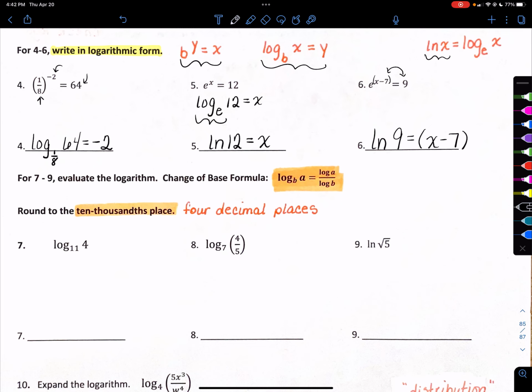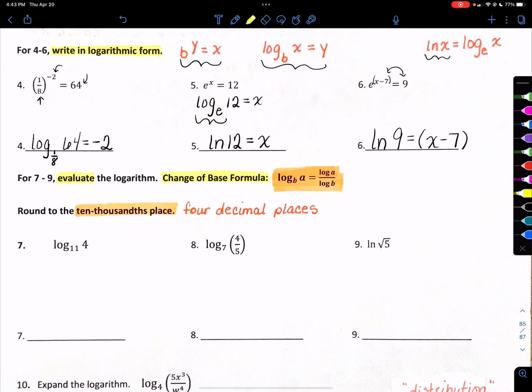All right, so that is from numbers 1 through 6. Again, make sure you're reading the instructions for each of these. All right, for 7 through 9, we are going to evaluate. Evaluate means now there's going to be that equal sign that we've got to look at. So evaluate, and we are going to use the change of base formula.